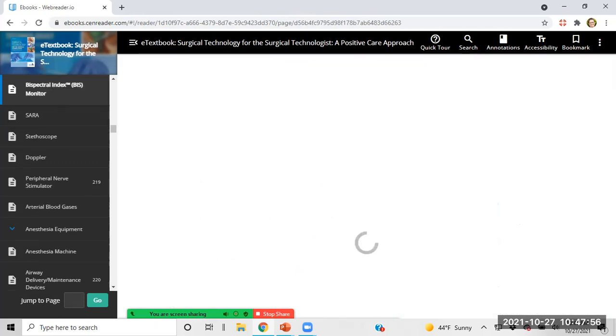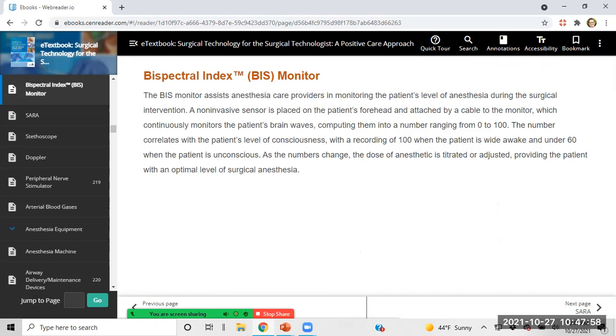What's next? There's the bispectral device. We went through that. Oh, and on that BIS monitor, I did forget to mention. So it's measuring the brain waves, and 100 is when the patient's wide awake, and anything under 60, they're unconscious. As the numbers change on that monitor, they're able to see what level of consciousness they're at.